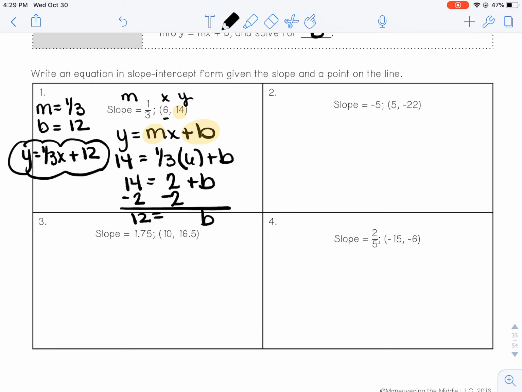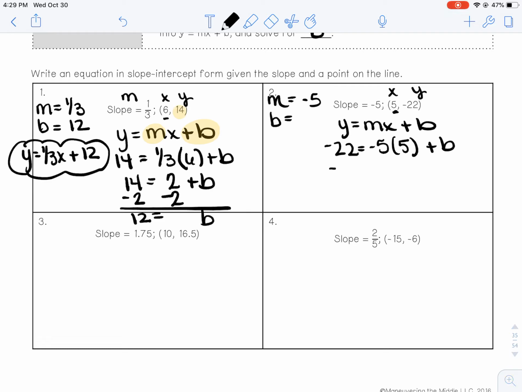Okay, let's look at number 2. They're giving us our slope again, which is -5, and we have to find b. So I've got an x coordinate and a y coordinate that I'm going to plug into y equals mx plus b. So y is -22, m is -5 times x, which is +5. Again, got that from right there. And I've got to figure out what b is. So that's -22. All right, and -5 times 5 gives me a -25 plus b.